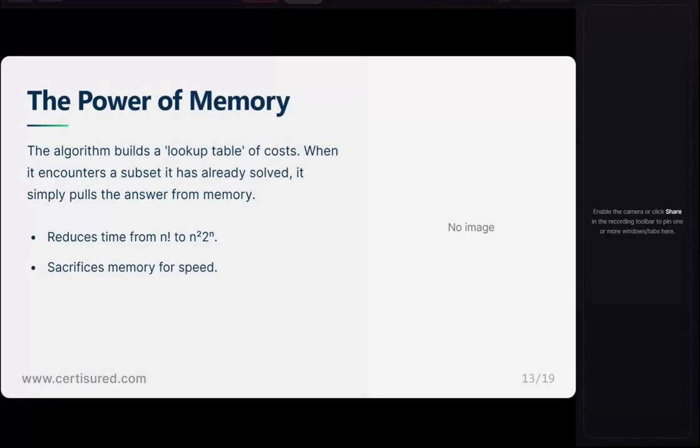The real power here is memory. The algorithm builds a lookup table of costs as it goes. When it encounters a subset of cities it has already solved, it doesn't do the math again. It simply pulls the answer from memory. This shifts the complexity from factorial to exponential, which is still large, but manageable for up to about 20 cities.